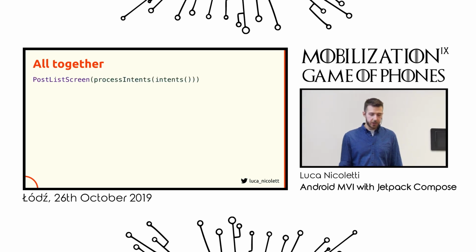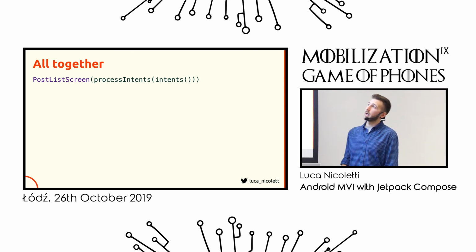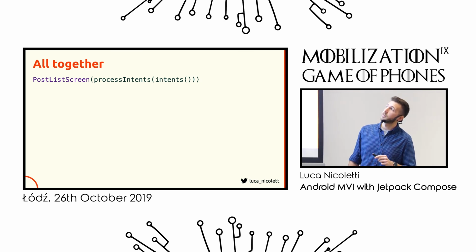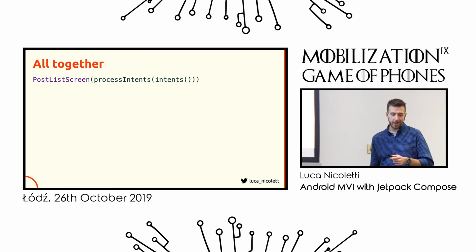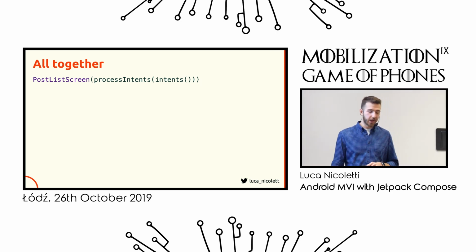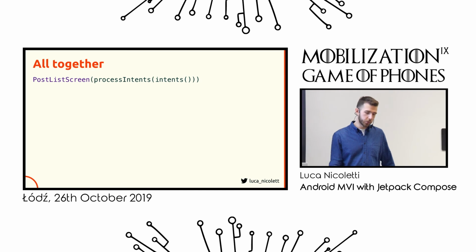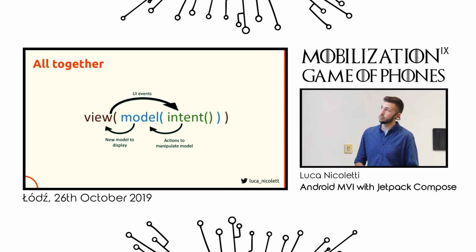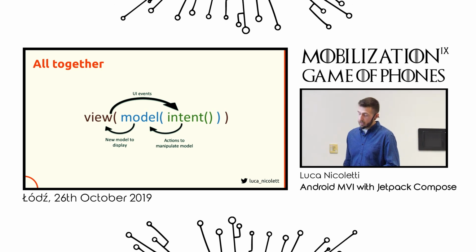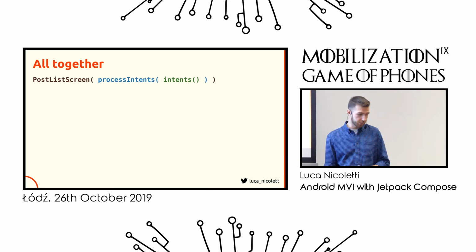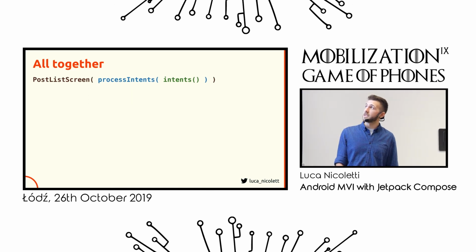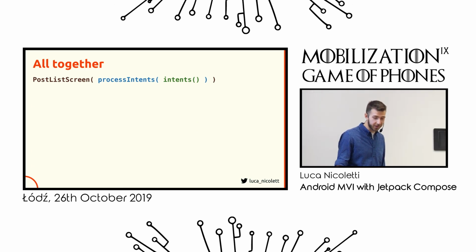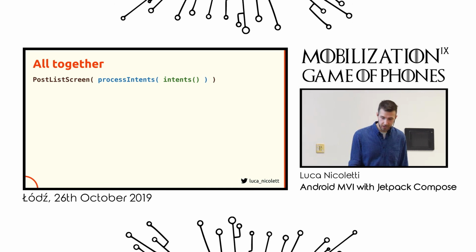So if we get rid of some noise around the function, we end up with the postList screen function, which accepts as input another function, which again accepts as input another function. And if we go back to one of the first slides I showed you today, this one, so how an MVI could be represented by pure functions, and we go back to our postList screen, changing some colors, it's the same. We end up having a pure functional approach in an MVI pattern, thanks to Jetpack Compose.